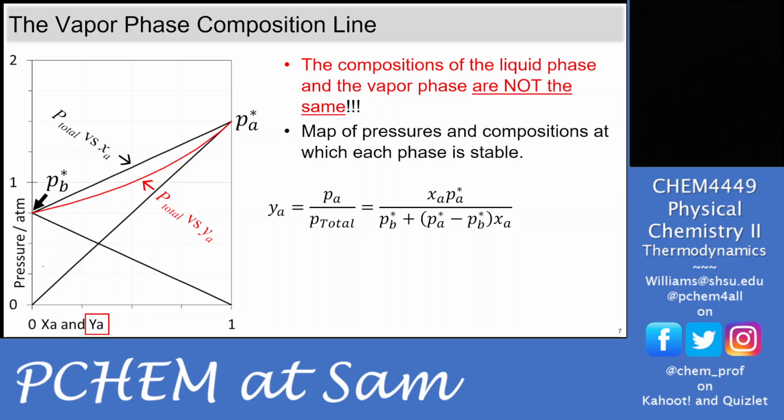So here we have this map of pressures and compositions of which each phase is stable. And so if we're looking at this, we see this is the high pressure side. So this is going to be the liquid line. This is the low pressure side. This is going to be the gas line. So we have these two composition lines. And so that's what we're saying, the total pressure versus XA, the total pressure versus YA.